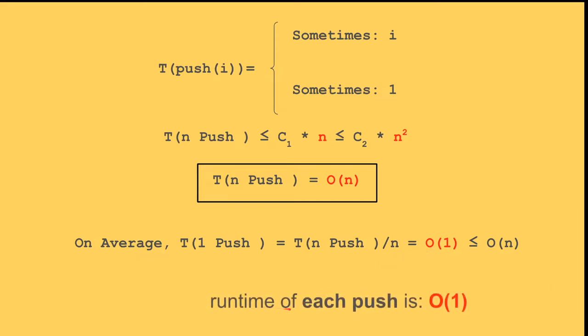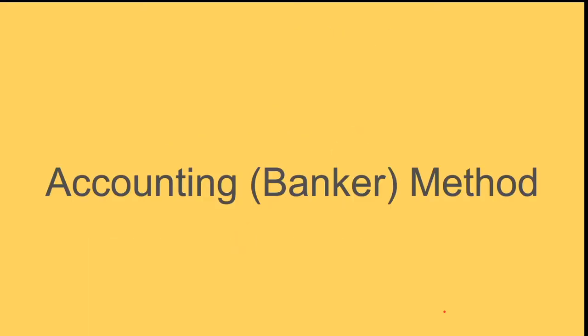So you can say runtime of each push is O of 1, but please be that person that corrects everyone, that annoying person that says it's not true that runtime of each push is 1, amortized runtime of each push is O of 1. Because in reality, sometimes it's n, sometimes it's 1. On average or amortized, it's O of 1.